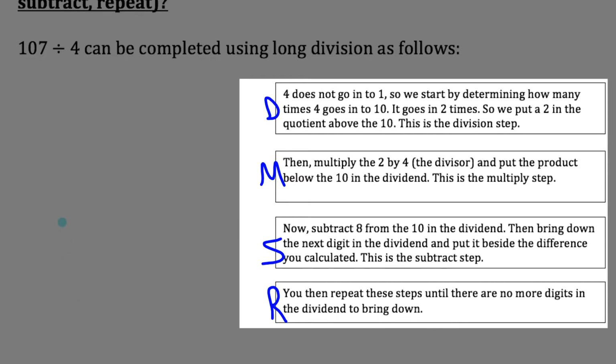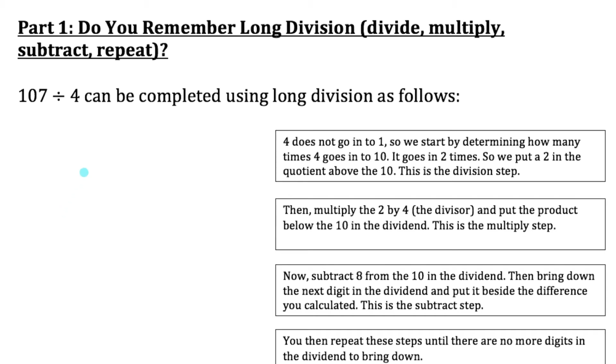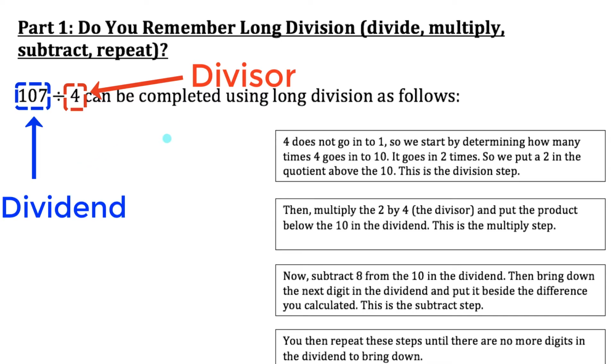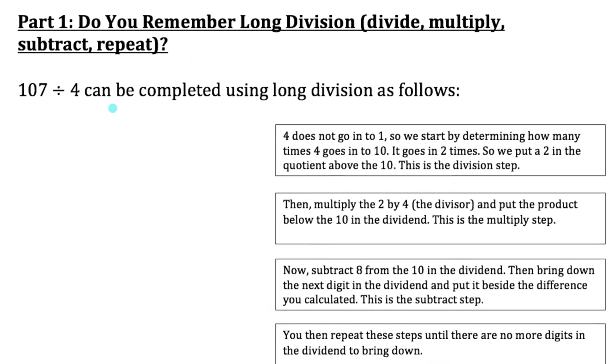We're always going to follow those same 4 steps whenever you do long division, and that's going to apply when we do long division of polynomials as well. Divide, multiply, subtract, repeat. So let's set up our division table. When we do 107 divided by 4, make sure you understand that 4 is the divisor and 107 is what we call the dividend. I'm going to be using that terminology a lot.